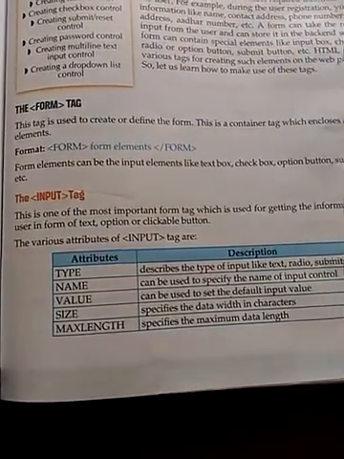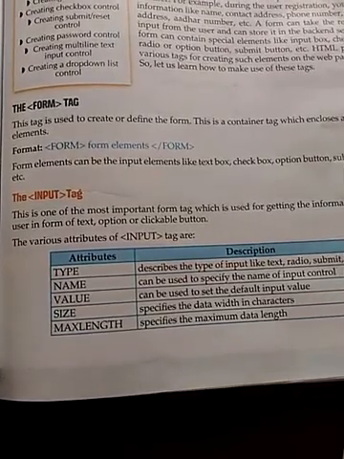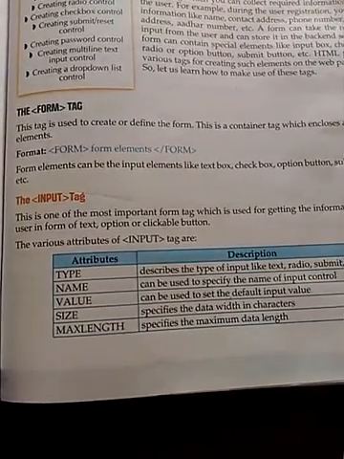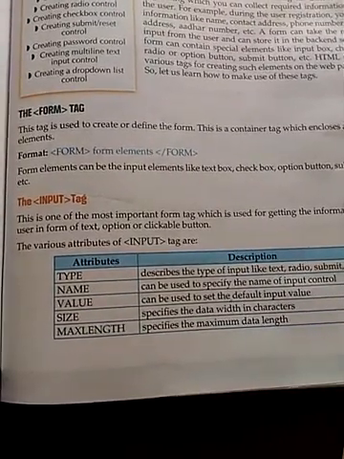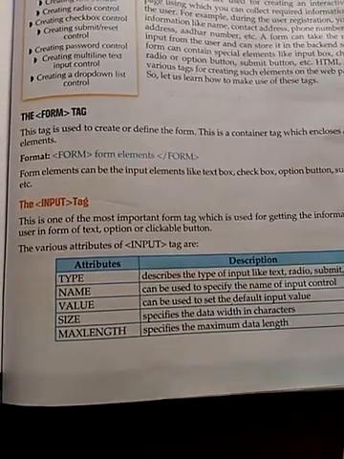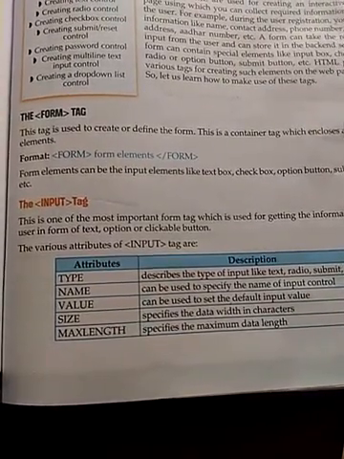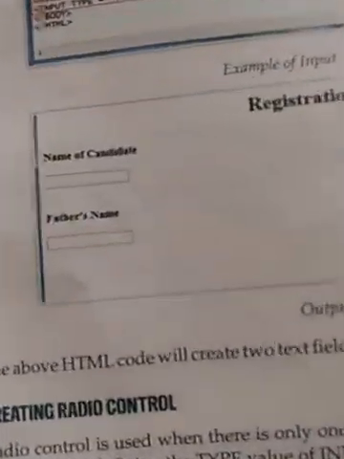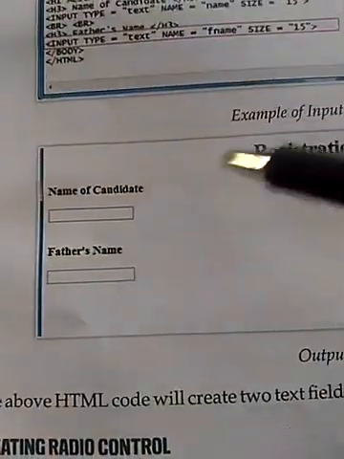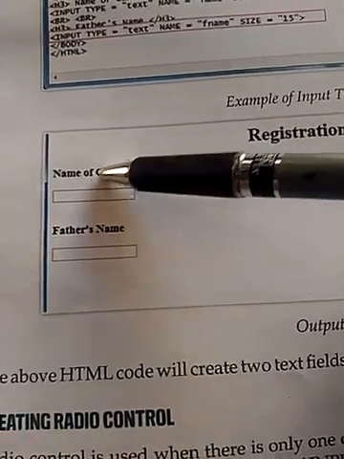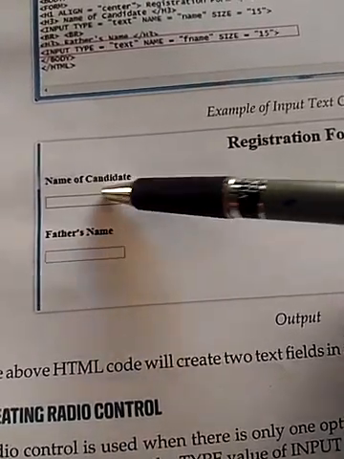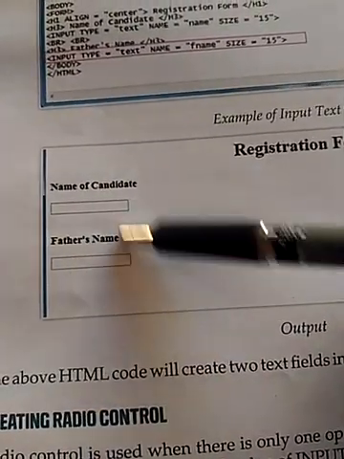Value is the value which is entered by the user, that is going to be the input. Size will define the width in characters. Maximum length specifies the maximum data length. Now let us see how we can define an input box. See here, on the form you generally find this type of text box in which you enter the value. It is the text box.